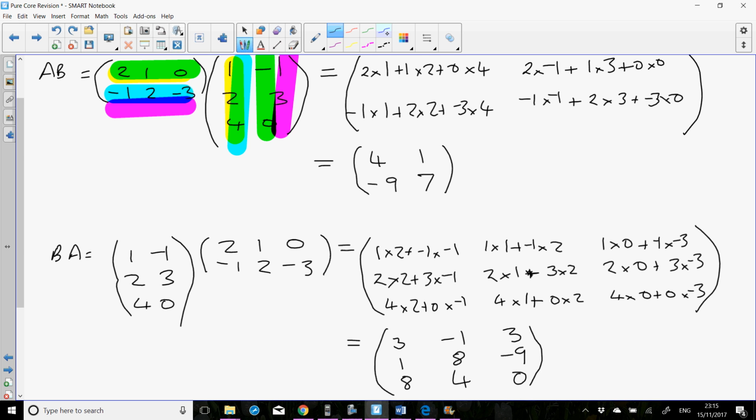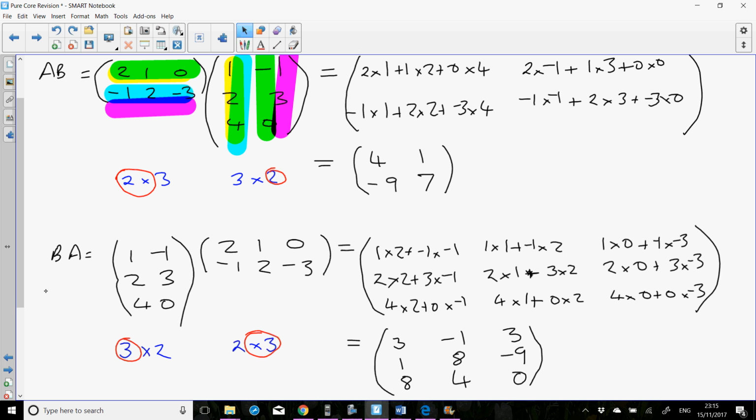Okay, then we finished. So as you can see, the answer is different this time. If you think about the dimensions of the matrix this time, I've done a 3 by 2 with a 2 row, 3 column. Here I did 2 rows, 3 columns with 3 rows, 2 columns. So in this case, my final answer was a 2 by 2, in this case it was a 3 by 3 matrix. You do not get the same answer depending which way round you multiply it.